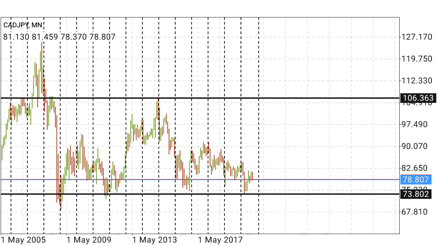Okay, in this scenario, what we have is a support and resistance. Our support is here on line 106,363. Our resistance is 106,363. Our support is 73,806.